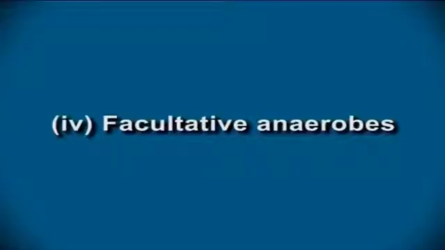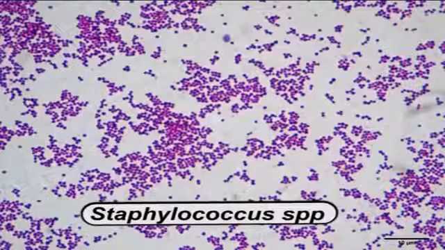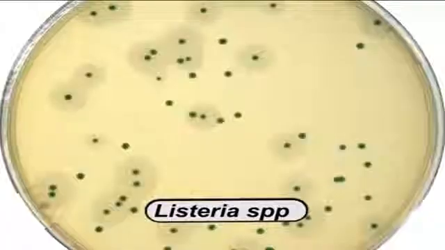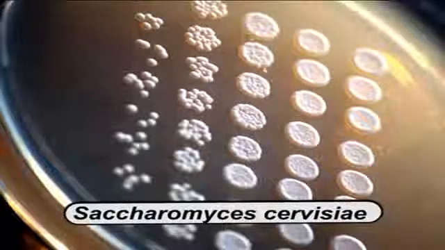Facultative anaerobes. Microorganisms are able to grow like aerobes in the presence of oxygen, but have the added facility of being able to survive when conditions become anaerobic, or without oxygen. The examples are Staphylococcus species, Listeria species, Saccharomyces cerevisiae.